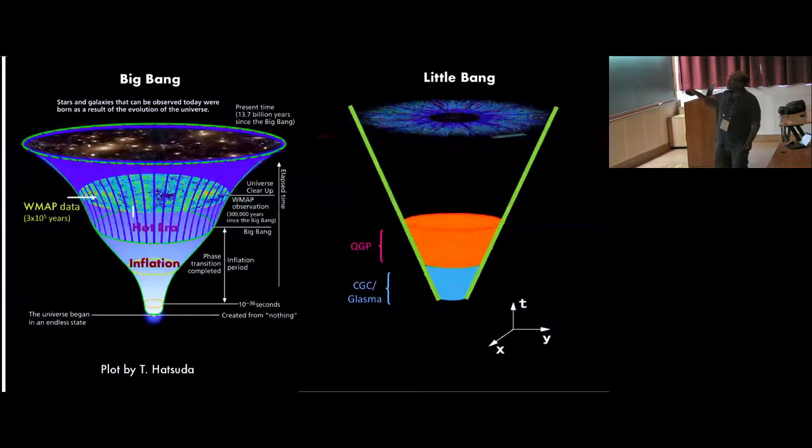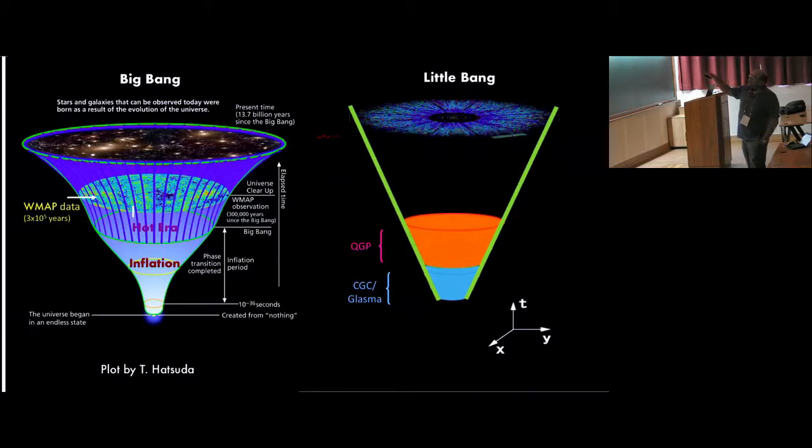And so there's something analogous here, in that you have this initial coherent state, which then forms this plasma, this non-equilibrium matter that I mentioned, and eventually it becomes a thermalized system, just like in the hot era here.